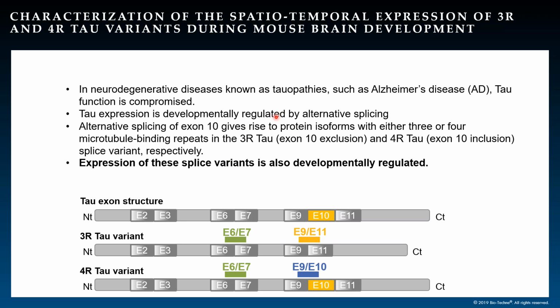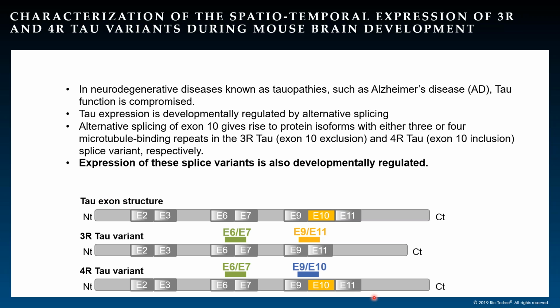So the two major isoforms are the 3R tau and the 4R tau, wherein in the 3R tau you have the exon 10 exclusion, whereas in the 4R tau you have the exon 10 inclusion. And they play special roles in the developing brain since they have different functions. But aberrant expression of these splice variants can lead to certain neurodegenerative diseases. But in order to study them, it's important that we have a tool, a technology, where we can identify these splice variants and detect their expression.